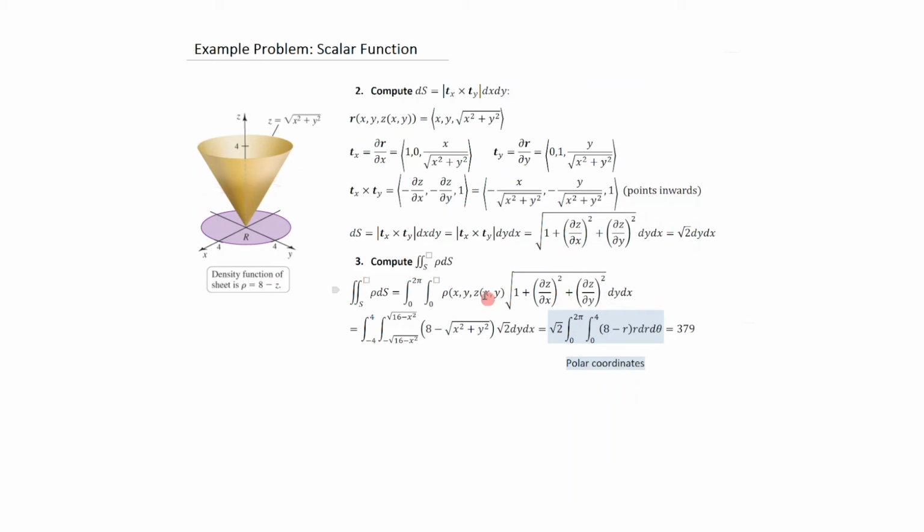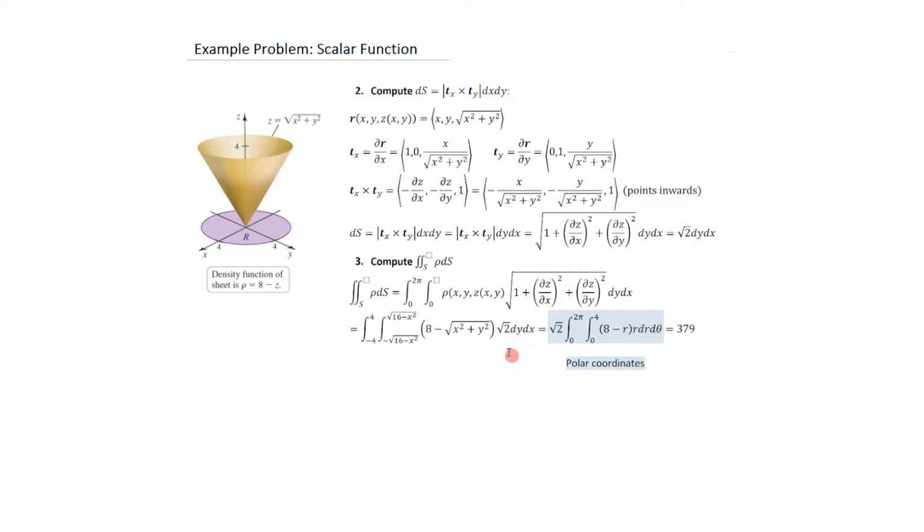And so here is rho, now a function of x, y, and z, but z is the surface of the cone, and this represents ds that you see here. So if you put in the rho, which was 8 minus z, but z by definition, because it's the surface of the cone, is the square root of x squared plus y squared, and then root 2 dy dx.